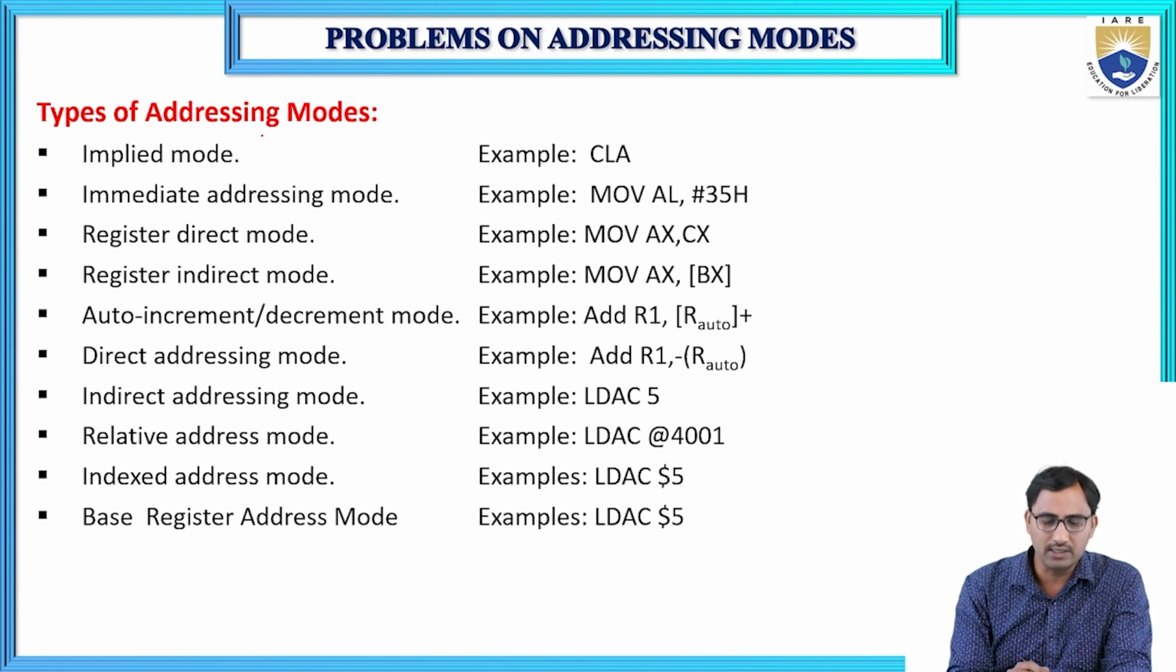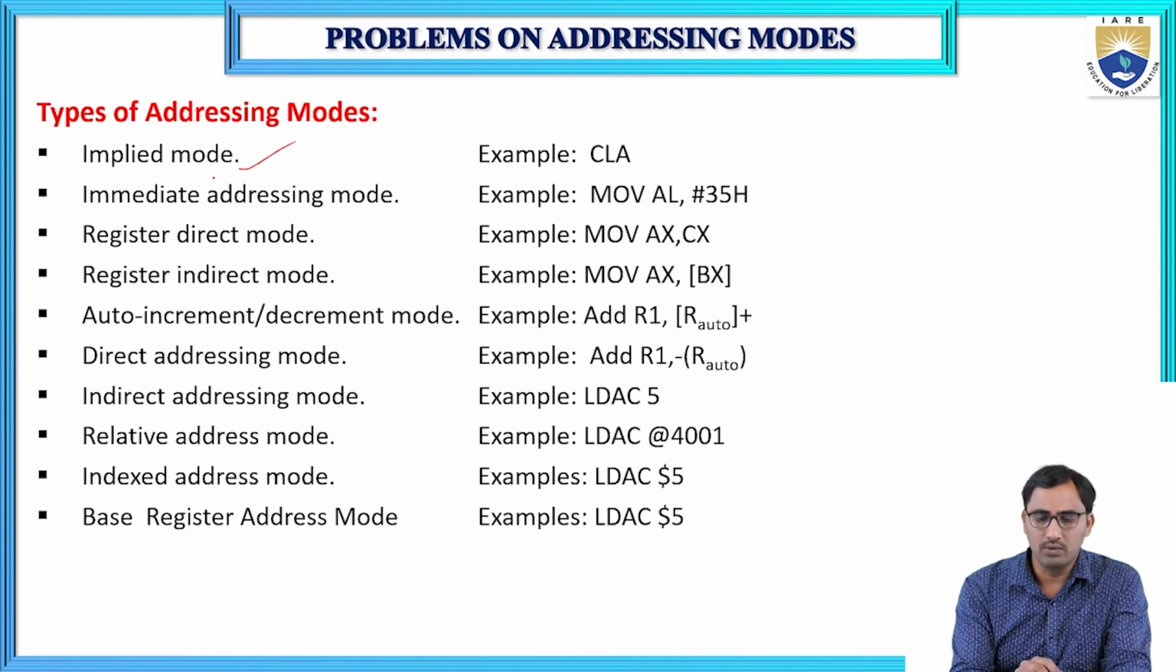These are the different addressing modes: implied mode, immediate addressing mode, register direct addressing mode, register indirect addressing mode, auto increment or auto decrement mode, direct addressing mode, indirect addressing mode, relative addressing mode, indexed addressing mode, and base register addressing mode. These are the various types, and we can discuss them one by one along with examples.